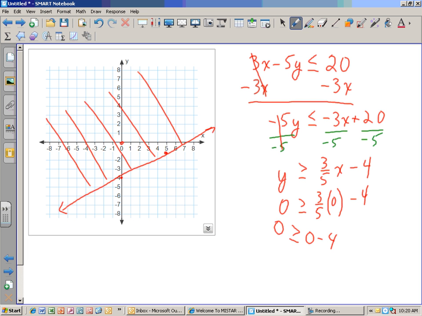Okay, and this is the first part of section 6.7. Your homework for tonight. Your homework's going to be on page 409.